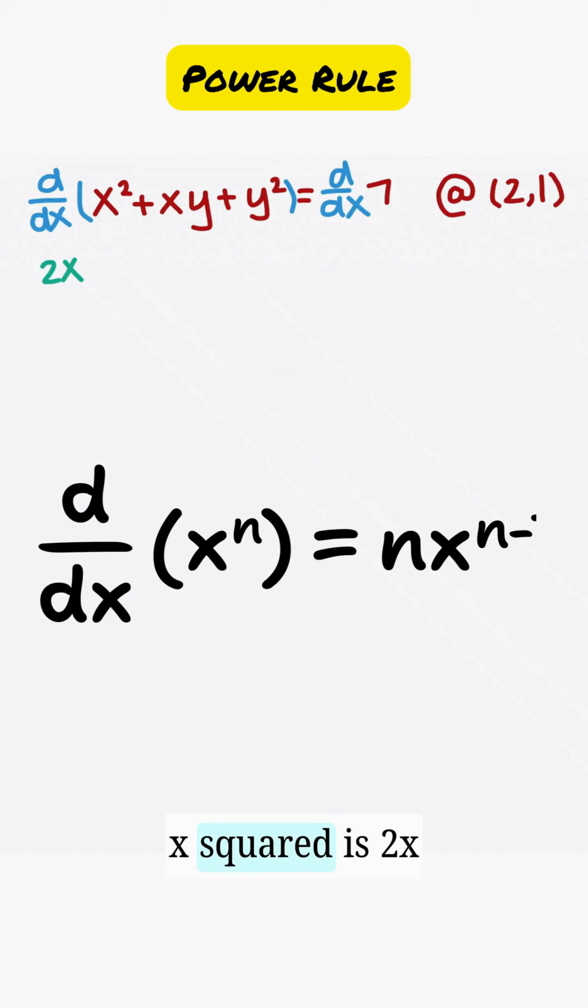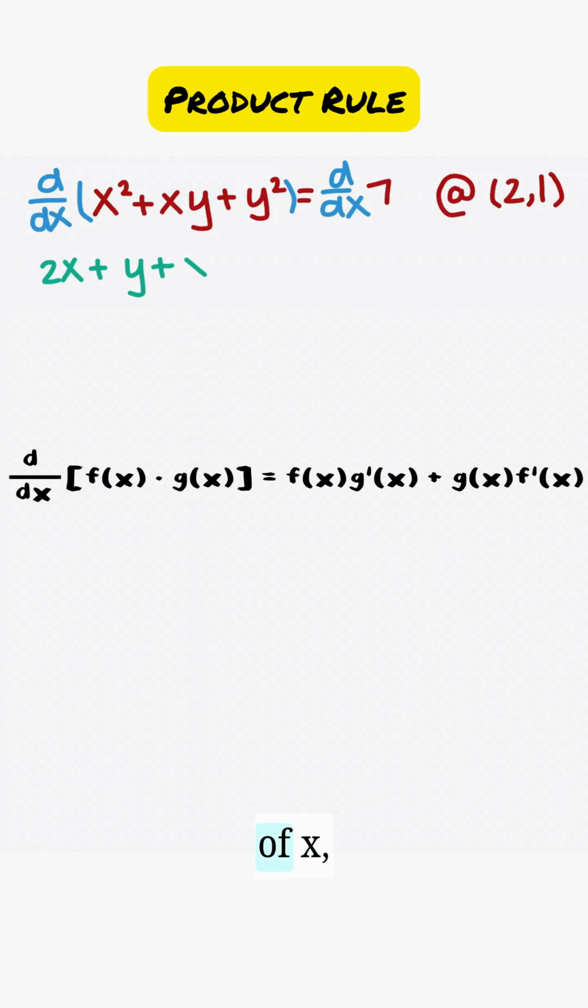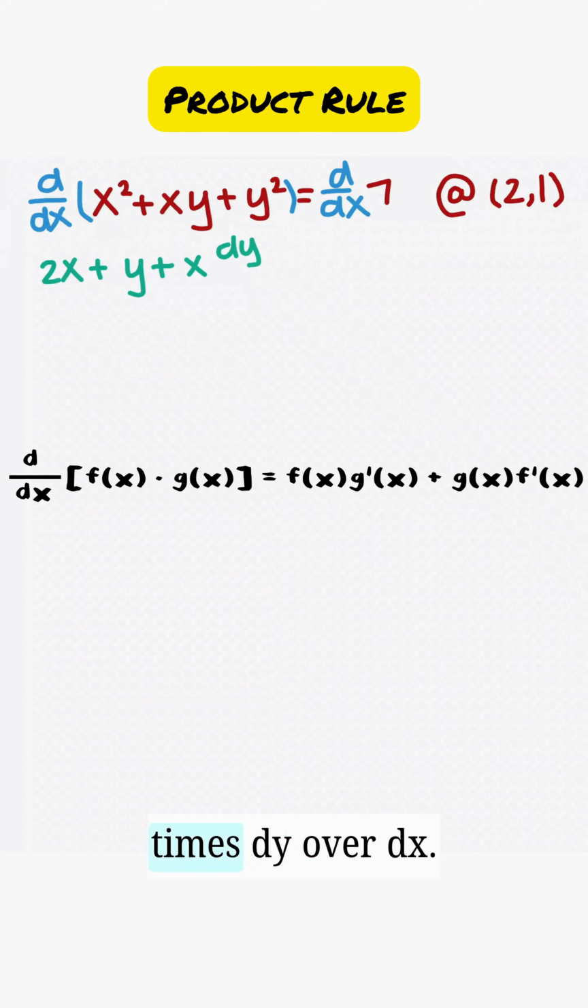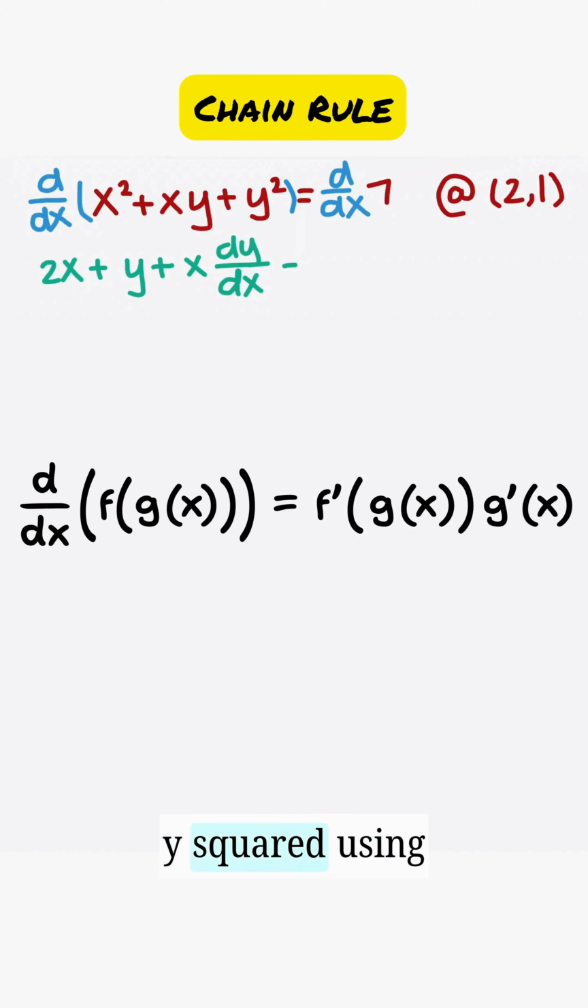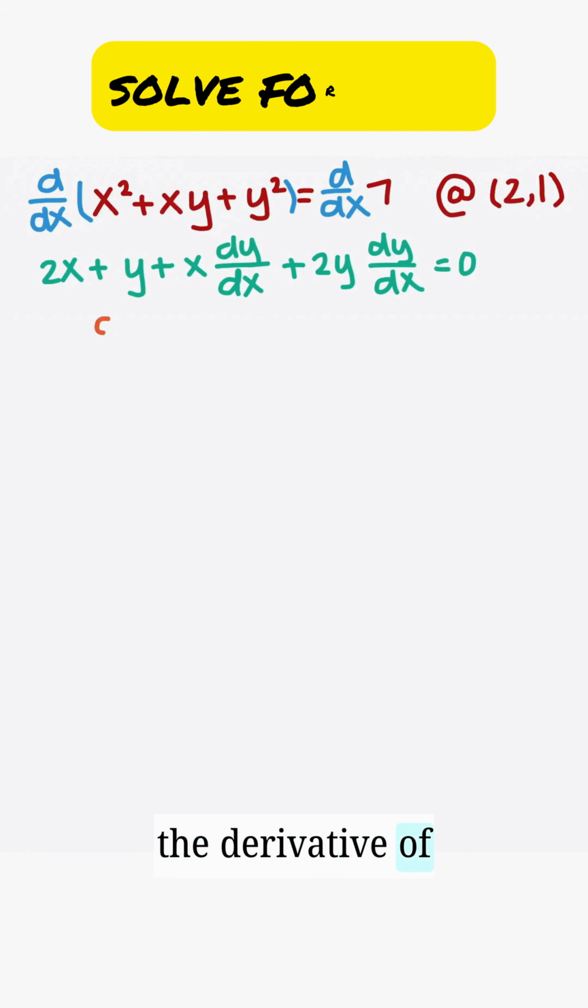The derivative of x squared is 2x by the power rule. Next, we need the product rule for x times y. We take the derivative of x, which is 1, times y, plus x times dy over dx. Then we differentiate y squared using the chain rule. The derivative is 2y times dy over dx because y is a function of x. On the other side of the equation, the derivative of a constant is 0.